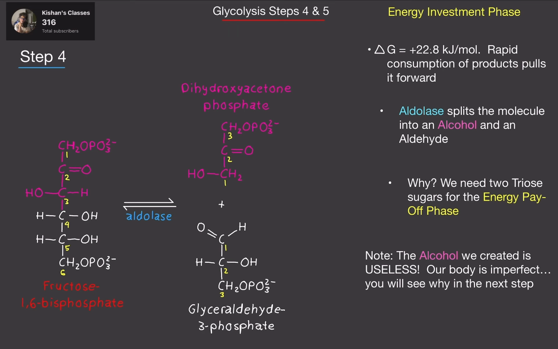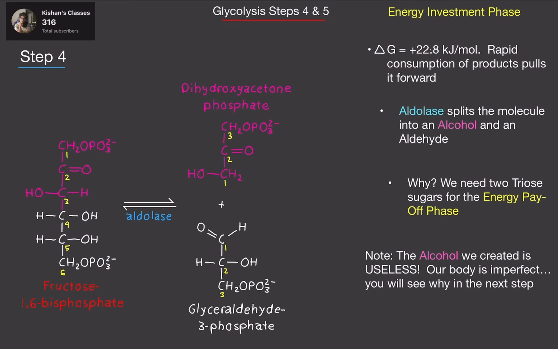So once again, the aldolase splits the molecule into an alcohol and an aldehyde. And the reason for this is we need 2 triose sugars for the energy payoff phase, which is step 6 onwards. So a triose is just another fancy way of saying a 3-carbon molecule or a 3-carbon sugar.